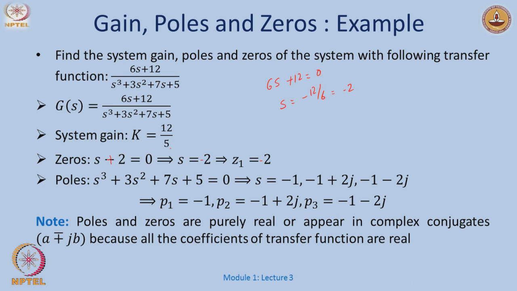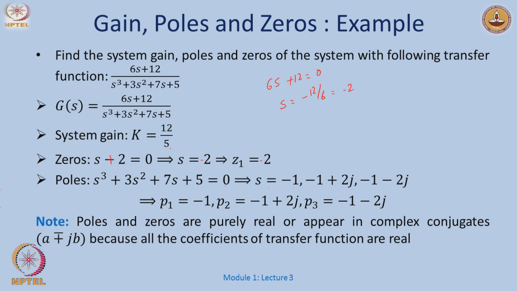Sorry, there is a little error here. If I compute, the zero turns out to be at minus 2. Similarly, I take the denominator polynomial, equate it to 0, and I get three roots: s = -1, s = -1 + 2j and s = -1 - 2j.